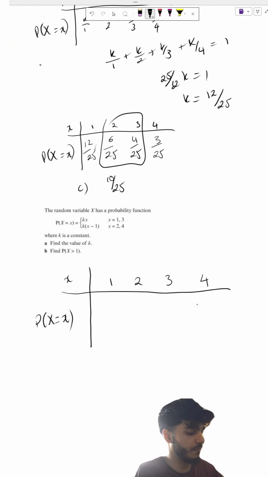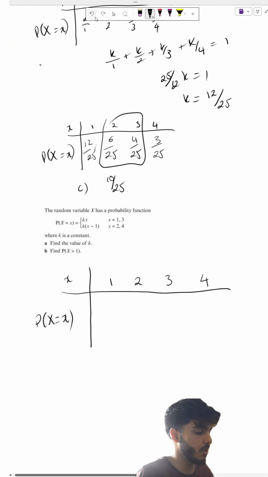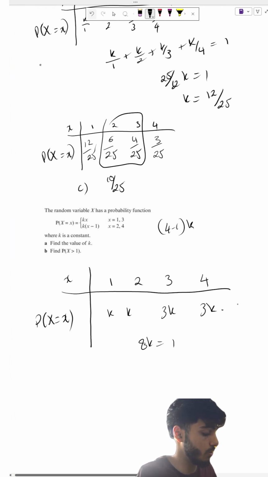So I have 1, 2, 3, 4. I've got those numbers from here, right? I'm just going to put kx. So kx for 1 is just 1 times k, that's just k. For 2, that's k times (2 minus 1), which is k as well. For 3, that's just 3k. 4 minus 1 is 3, so that's also going to be 3k. I add the probabilities together: 6, 7, 8, so 8k is equal to 1, because if I add all the probabilities together, I get 1. So k is going to give me 1 over 8.